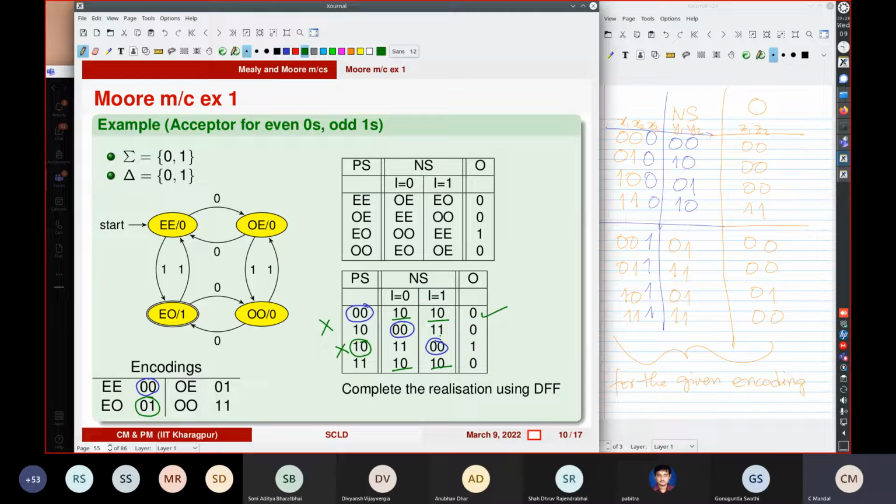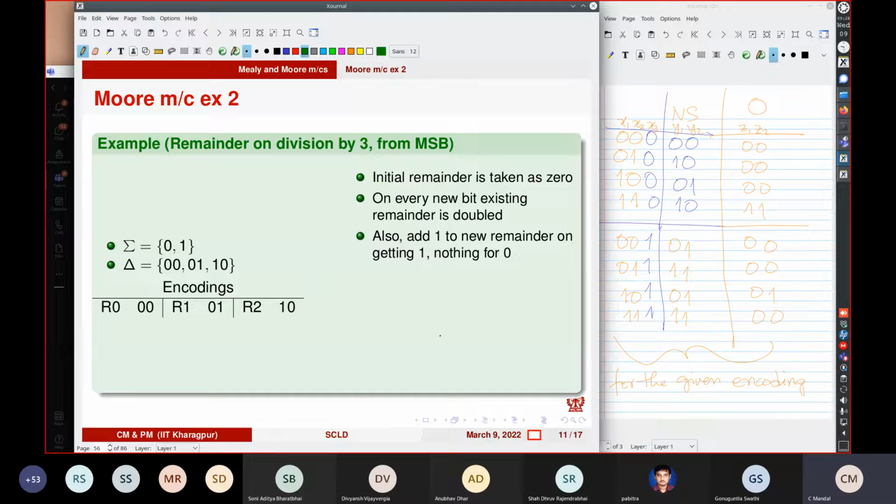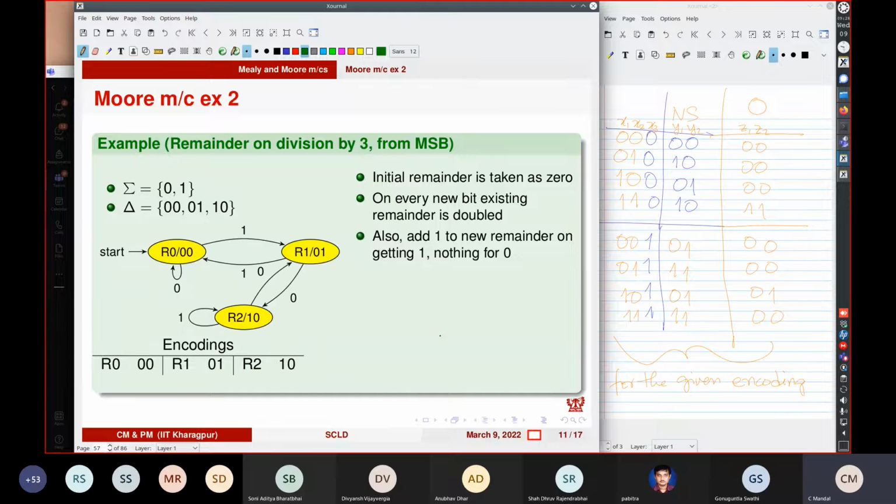Okay, so there's a Moore machine. There's another Moore machine.